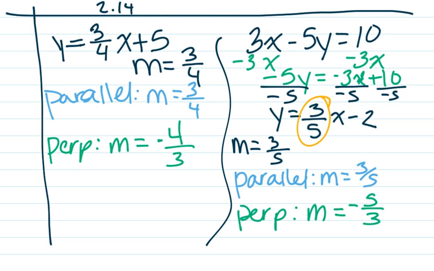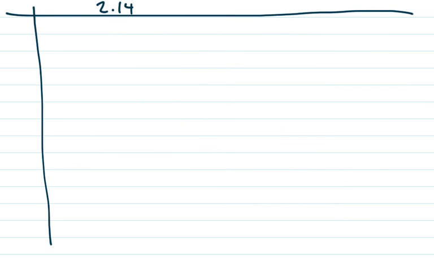so it's 5 over 3. Alright, so now we're going to compare two equations together to see if they are parallel, perpendicular, or neither.